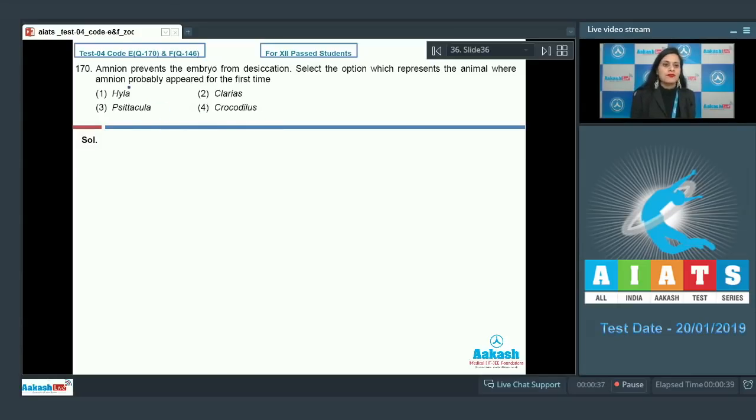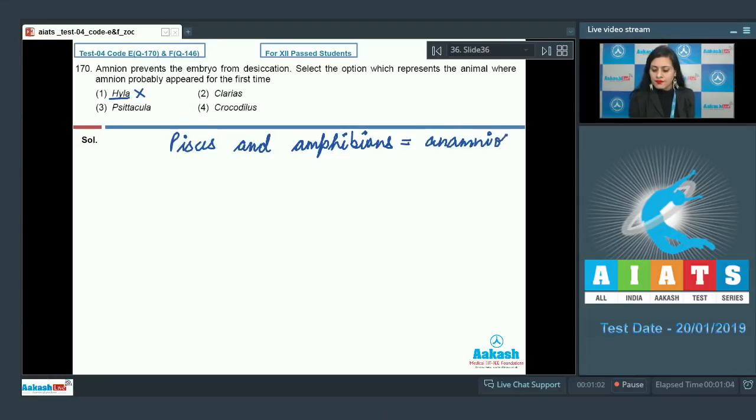The very first option is Hyla, and this is an incorrect option. Hyla is an amphibian, and we know that Pisces and amphibians are anamniotes. They lack the extraembryonic membrane called amnion. So the very first option is incorrect because being an amphibian, it's an anamniote and not an amniote. The next option given is Clarias, and this is an incorrect option because Clarias belongs to the superclass Pisces, and being an anamniote, this is an incorrect option.